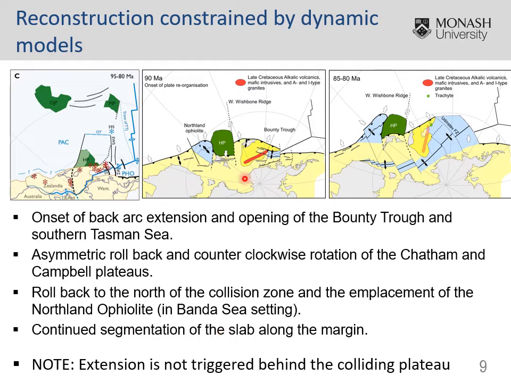An implication of this model is that there is continual segmentation along this ridge, driven by the West Wishbone Ridge, but also segmentation between the Northland ophiolite and the North Island of New Zealand and the Hikurangi Plateau. An important implication of this model is that extension is not triggered behind the colliding plateau as proposed by Nick, but is actually triggered by the collision of that plateau in response to congested subduction.